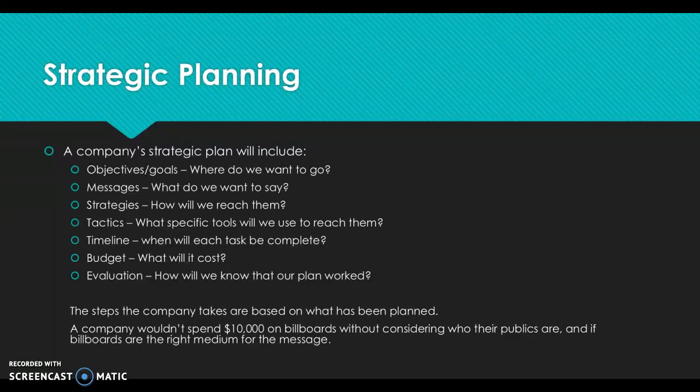The steps a company takes are based on what has been planned. So if a company is doing multiple commercials, that was in their strategic communications plan. If the company is doing billboards, marketing giveaways, whatever, that was part of the plan. A company would not spend $10,000 on billboards without considering who their publics are and if billboards are the right medium for the message. Is that the thing that they need to use to reach that specific group?